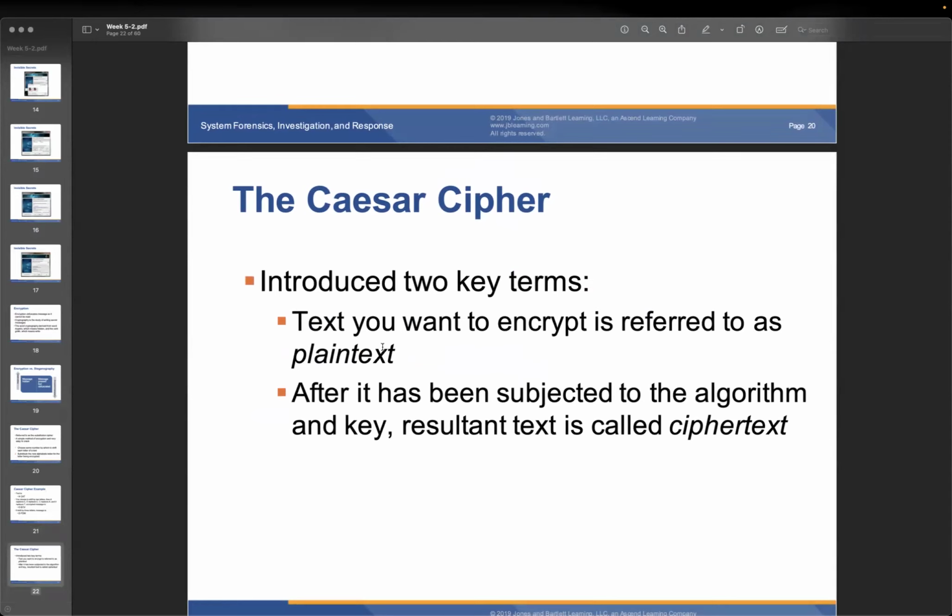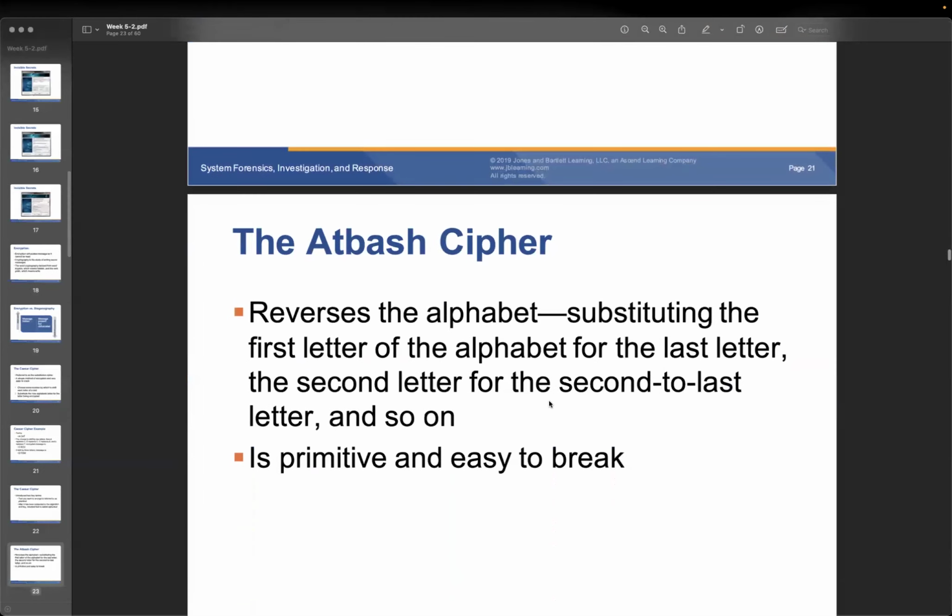We have two key terms. One is called plaintext: the text we want to encrypt is called plaintext. After we pass it through the algorithm and key, we call it ciphertext. And ciphertext decrypts back to plaintext. Those are the keywords, common to all other encryption methods.